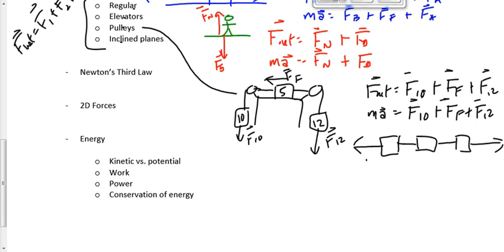And as long as FF is the same side as F10. So it's not so much the 9.81 that you're adding the negative value to, it's the force. We'll make F10 negative, FF negative, and we'll make F12 positive. Okay?